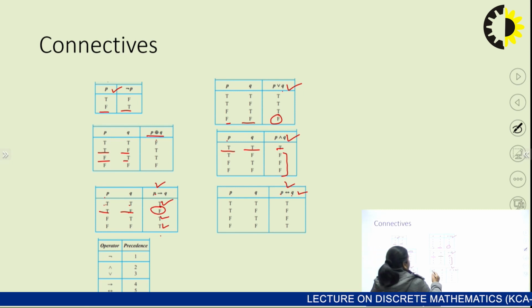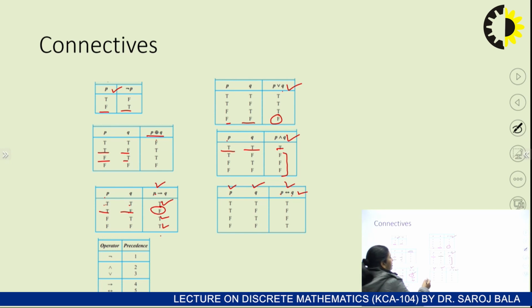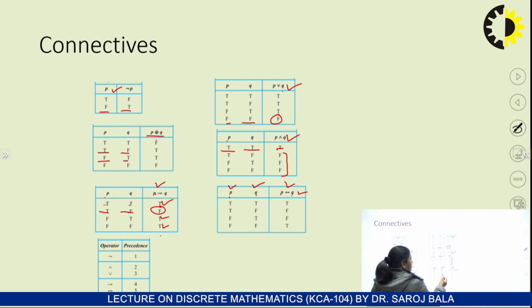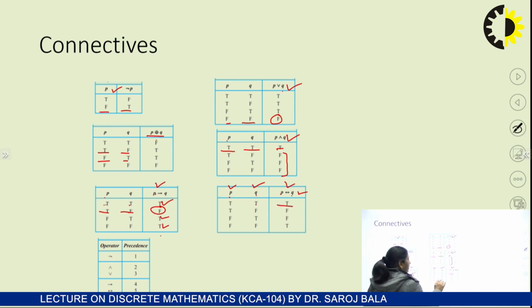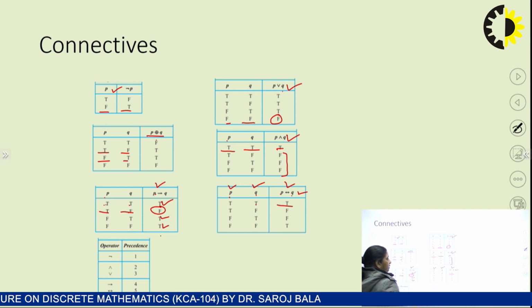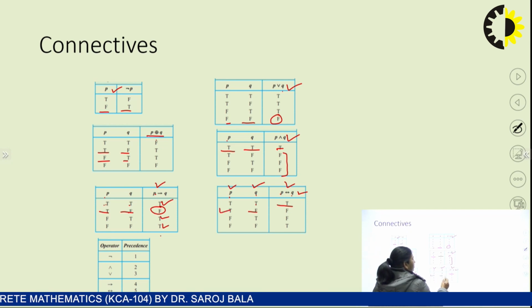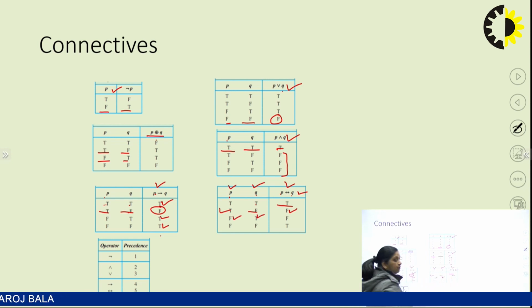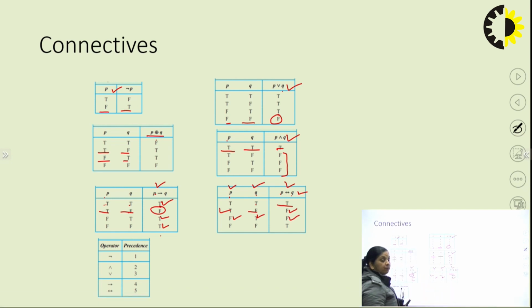So, if we have two statements, P and Q, and P is true and Q is true, then the bi-implication will be true. If P is true, Q cannot be false, so the implication will be false. If Q is true, P cannot be false, so the implication will be false. If both are false, there is no condition on either of the two, so the implication will become true.